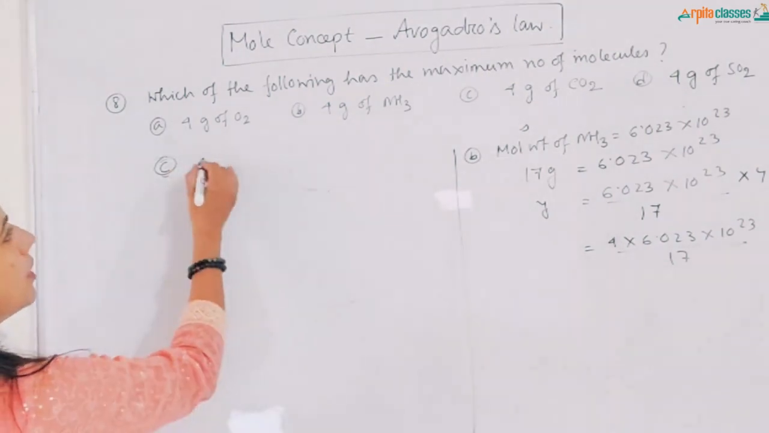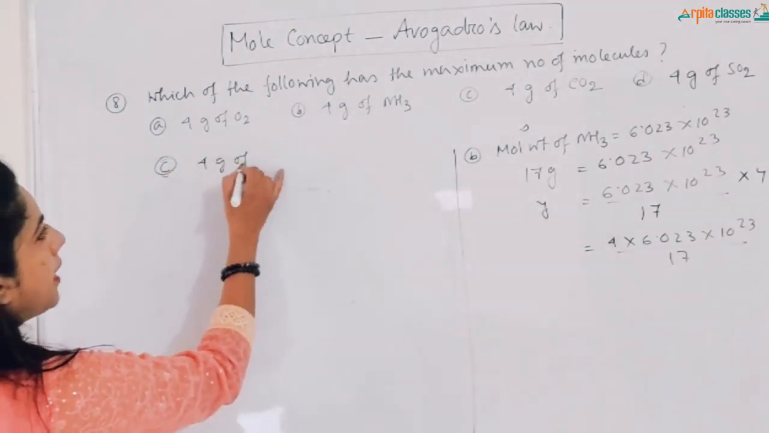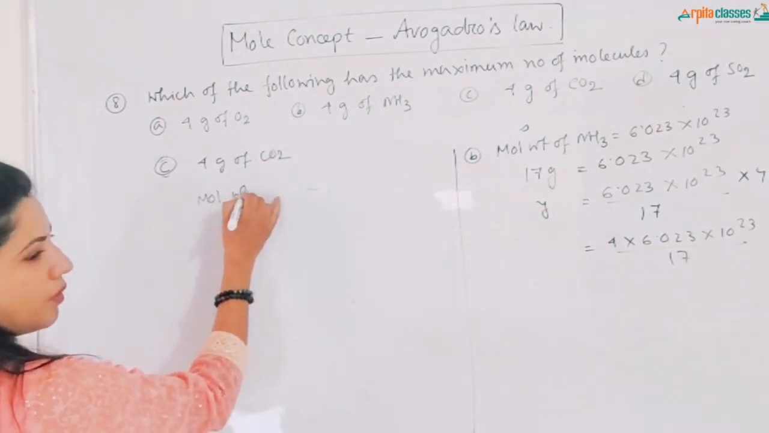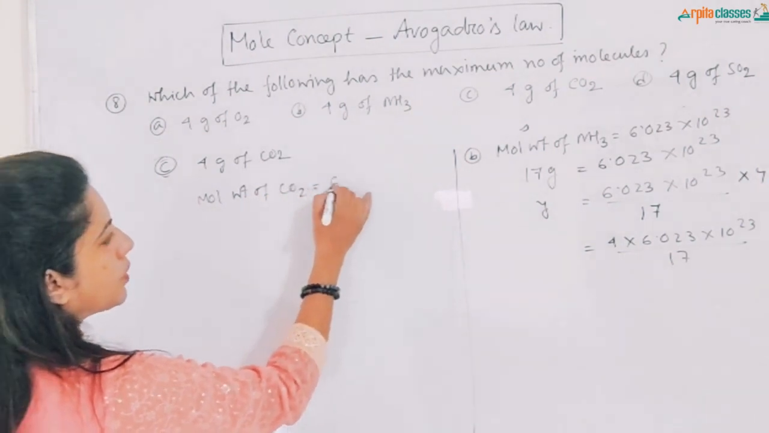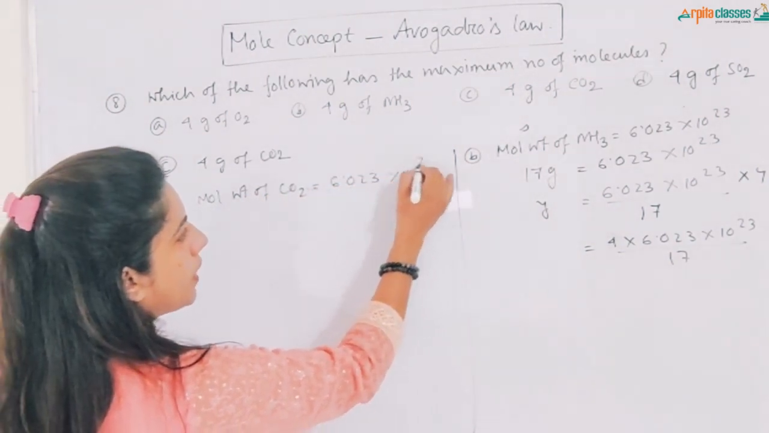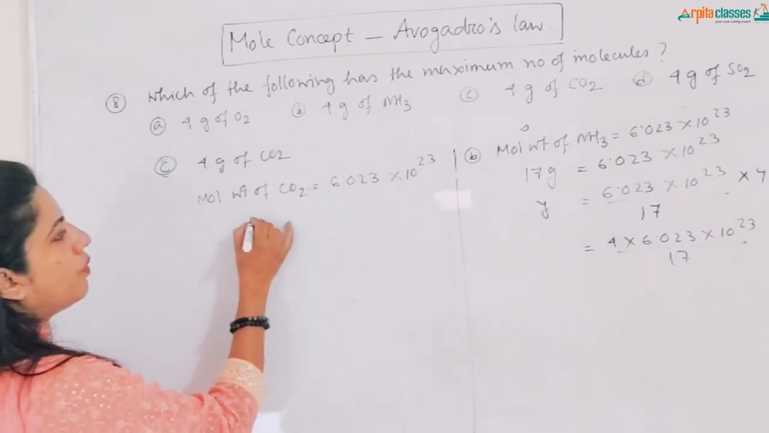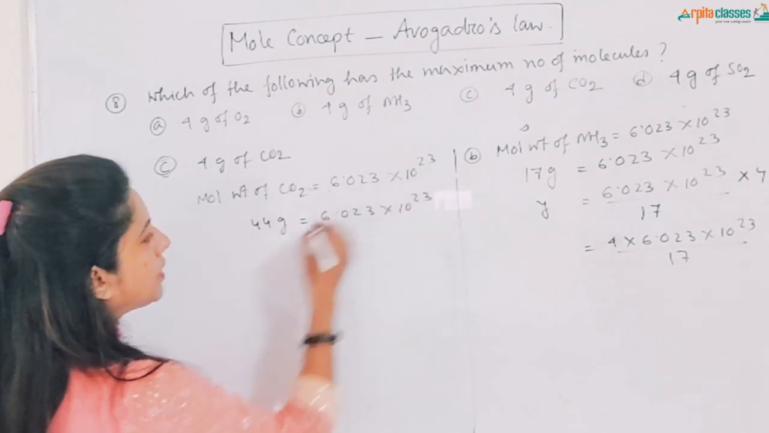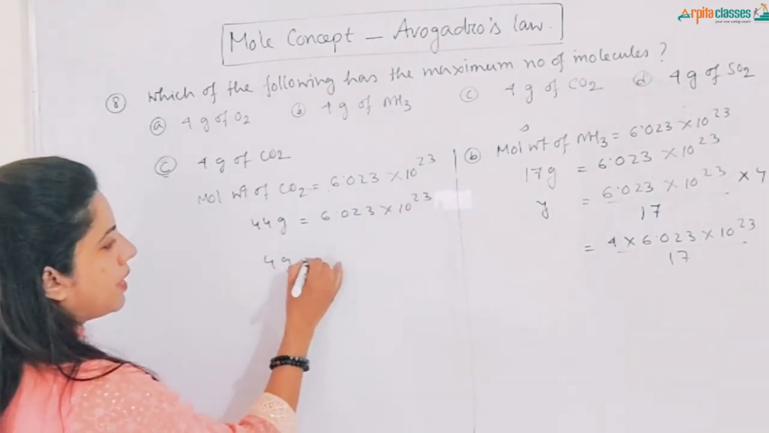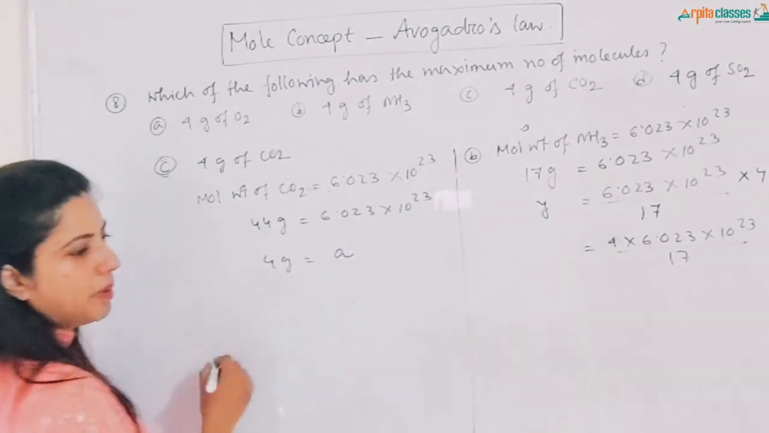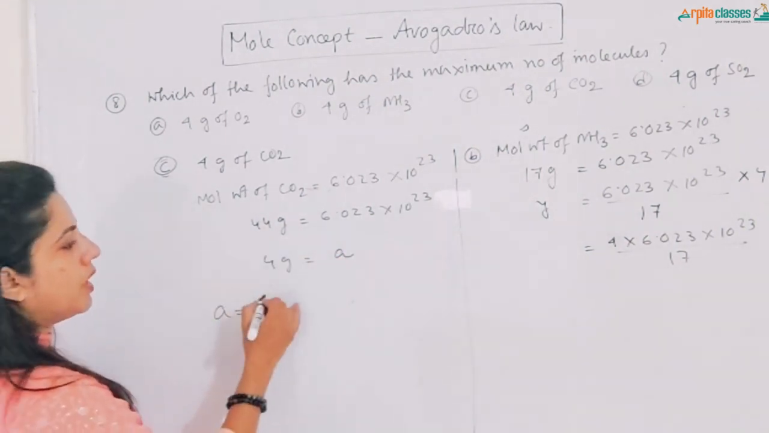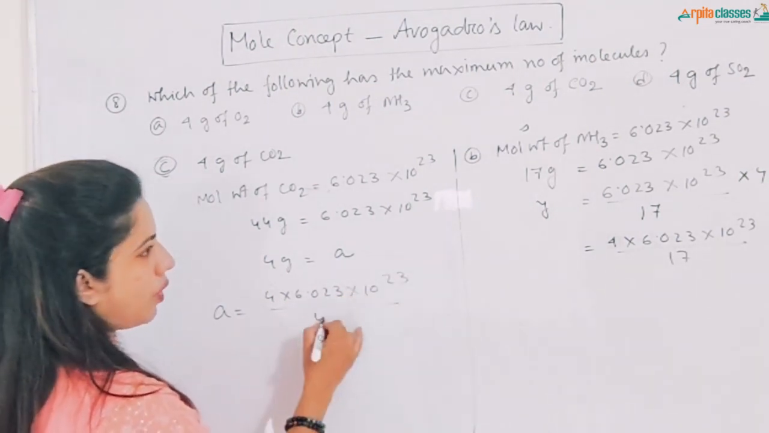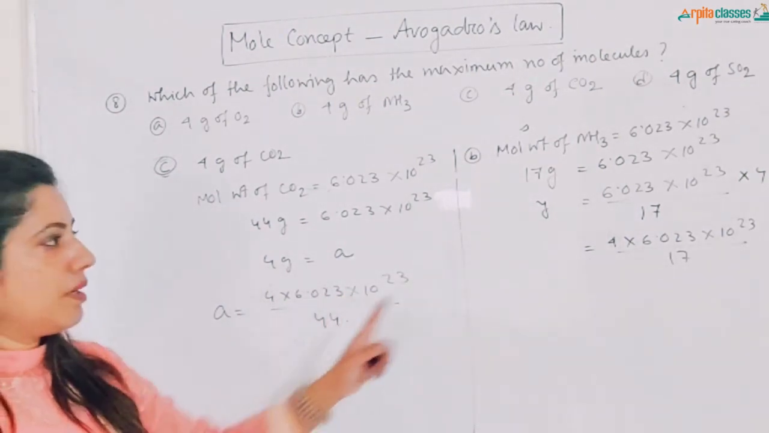C part is 4 gram of carbon dioxide. The molecular weight of carbon dioxide is 44, and 44 gram is equal to 6.023 into 10 raised to power 23 number of molecules. So 4 gram is equal to how many molecules? Let it be A. So A is equal to 4 into 6.023 into 10 raised to power 23 divided by 44.